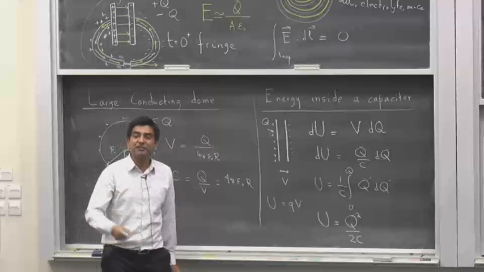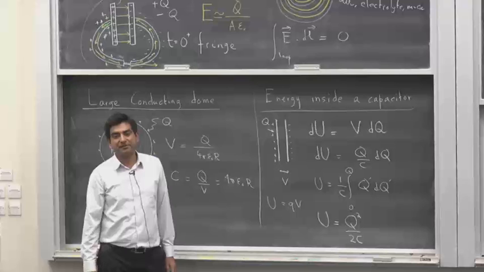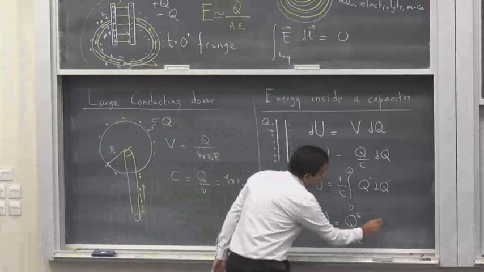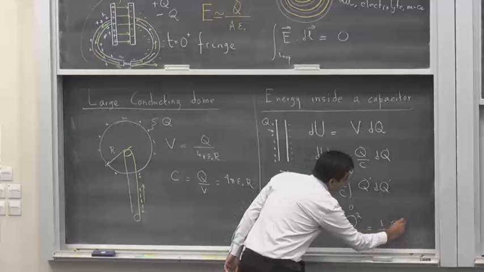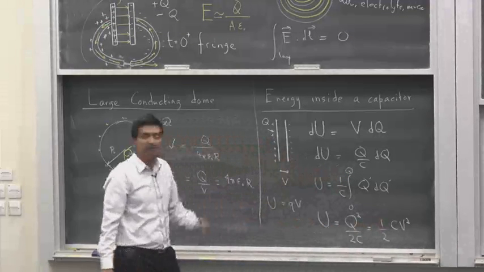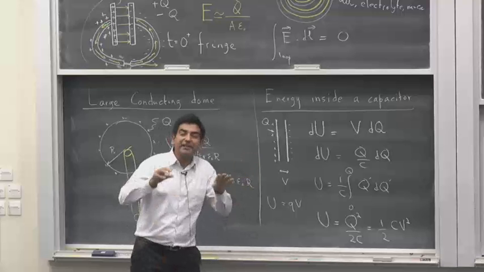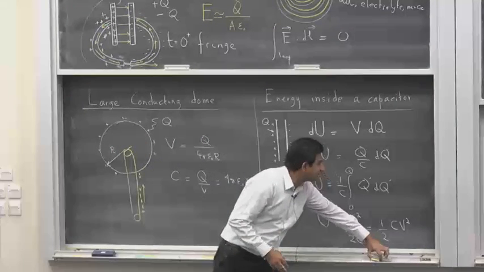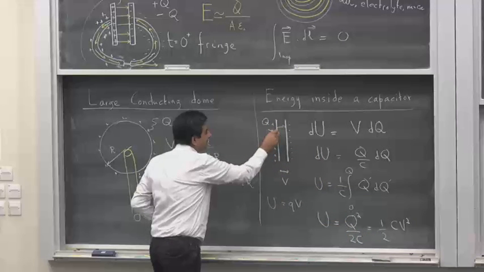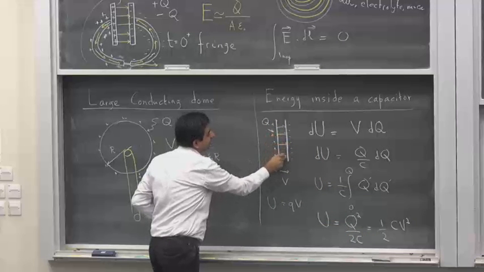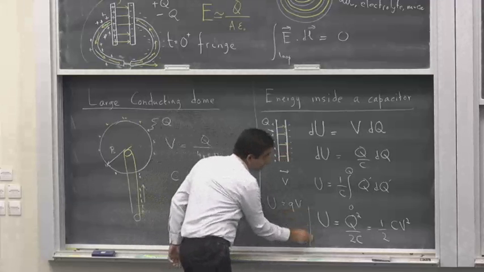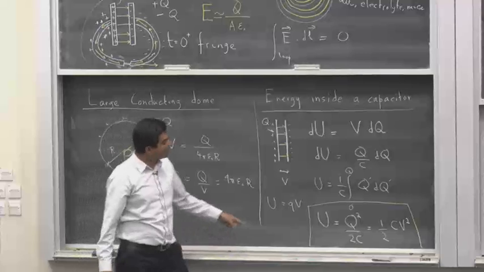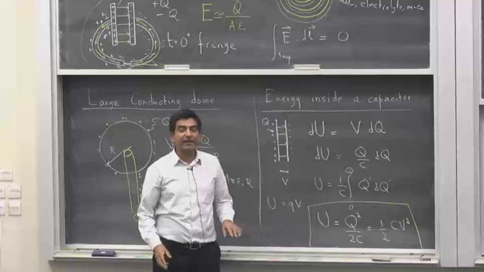The total energy stored inside a capacitor: Q squared over 2C. This also equals half CV squared. If I replace Q by CV, I get this. The total potential energy of a capacitor is equal to half CV squared. And where is that energy stored? That energy is stored inside the electric field here. In the next class, I am going to derive another expression for half CV squared in terms of the electric field.